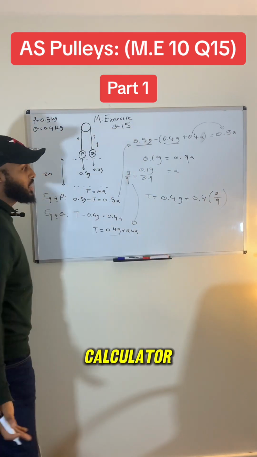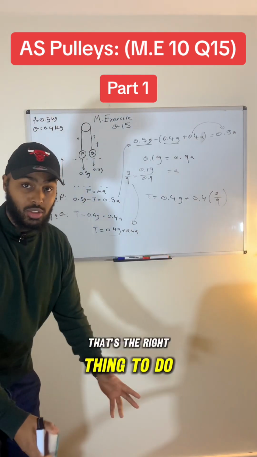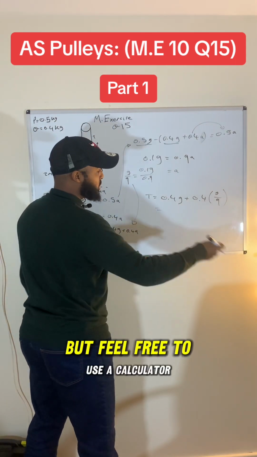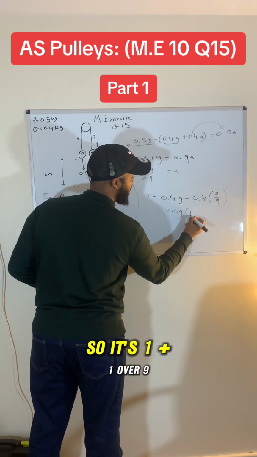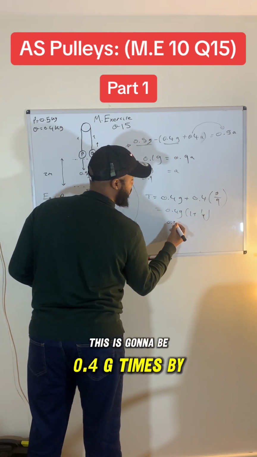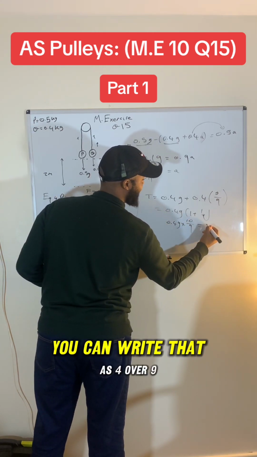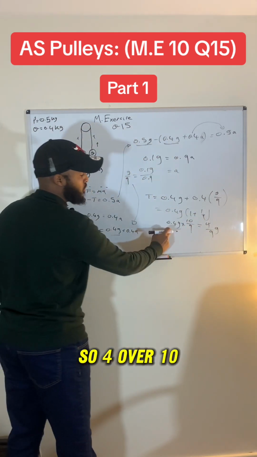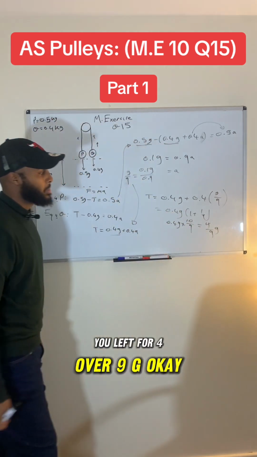We don't even need to use a calculator. I prefer keeping everything in G's because that's the right thing to do. It just makes life so much easier. Yeah? But feel free to use a calculator to simplify. But I'm going to take out 0.4 G. So it's 1 plus 1 over 9. This is going to be 0.4 G times by 10 over 9. And you can write that as 4 over 10, the 10 and the 10 cancel out. You're left with 4 over 9 G.